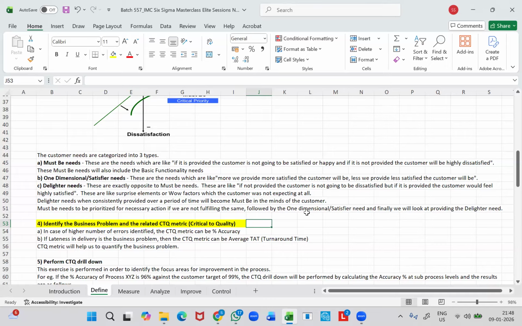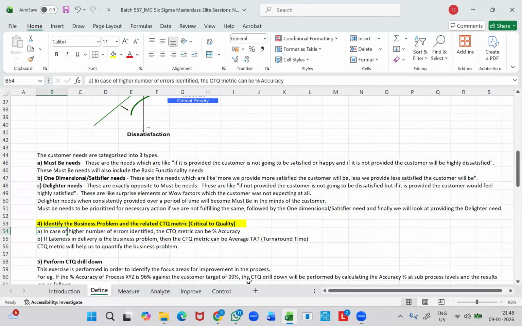So data analysis, data is an integral part of our Six Sigma journey. That being the case, we need to establish how big the business problem is with the help of data, and that is what the CTQ metric will actually help us to accomplish, right? So how to prioritize the business problem? Say, for example, in case of higher number of errors you have identified in the process, then the CTQ metric could be percentage accuracy, right?